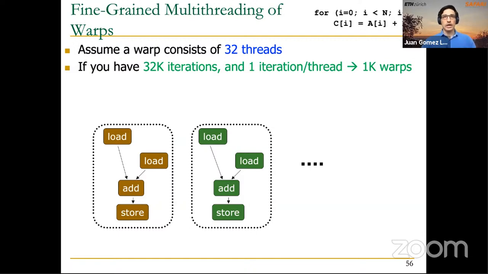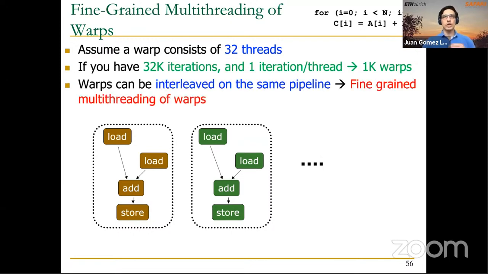And we probably don't have in our GPU SIMD units to execute all these warps at the same time. So that's why our SIMD units are going to be a pipeline. And on this pipeline, we are going to execute these warps, or the instructions from these warps, in an interleaved manner. This is what we call the fine-grained multithreading of warps.